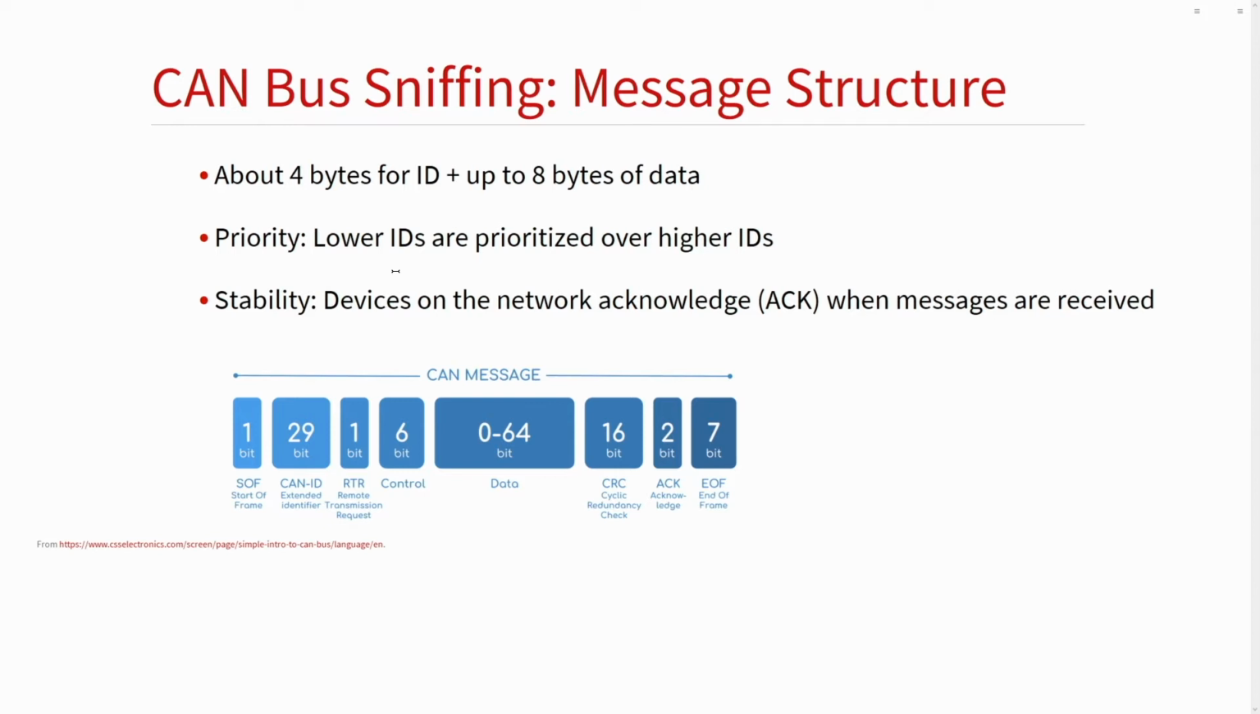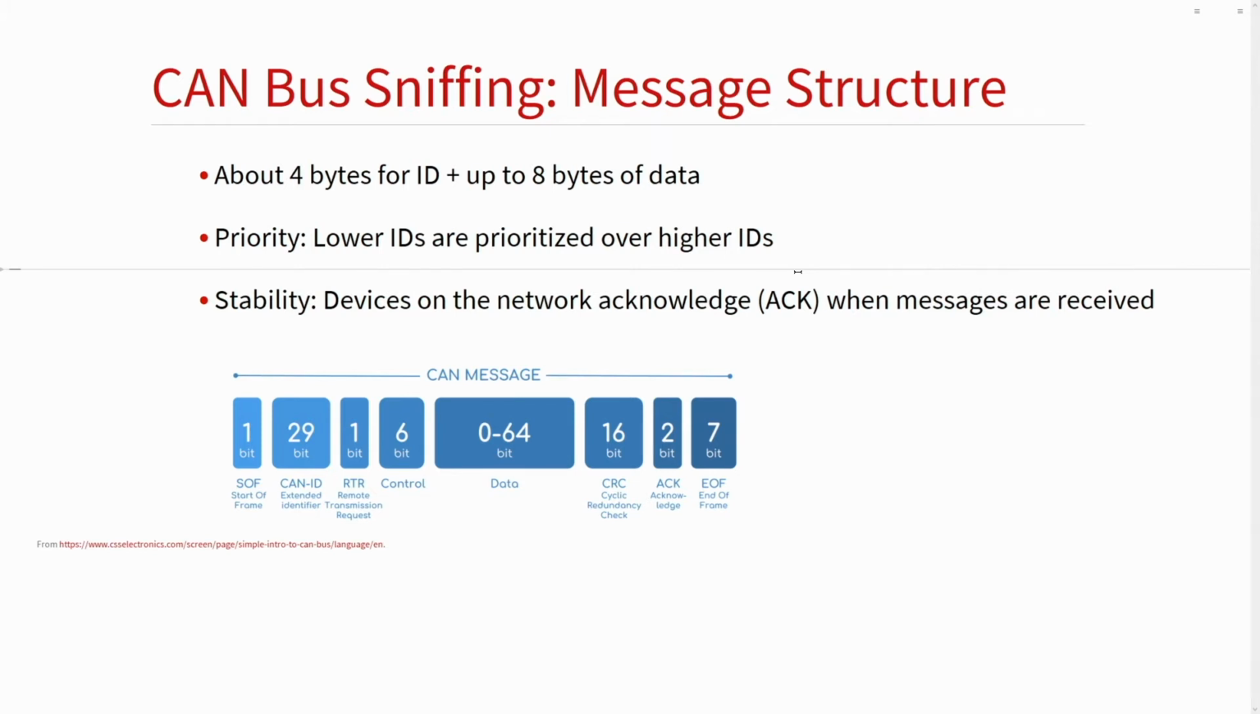Like for the steering wheel are going to be much more important than the fan speed that you have in the cabin or something like that for the comfort of the driver. So the lower IDs are prioritized more and that sort of thing. It's also nice and stable, so that if you send something and nobody gets it, you can just keep sending it. And so then other devices will ACK or acknowledge when they've actually gotten the information from there. So it's a fairly simple thing.